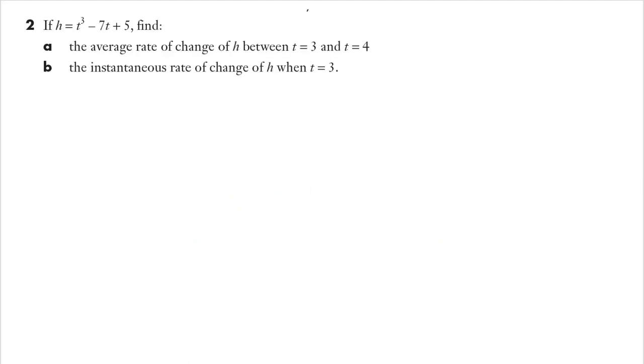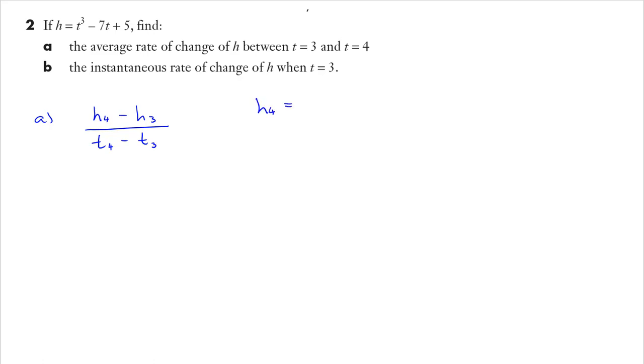So we'll start off with question 2, h equals t cubed minus 7t plus 5. We want to find the average rate of change for part A. The way we go about doing that, we're going to work out the value of h at 4 and the value of h at 3, and take that away, over the time at 4 and the time at 3, which is just 4 take away 3 in the denominator.